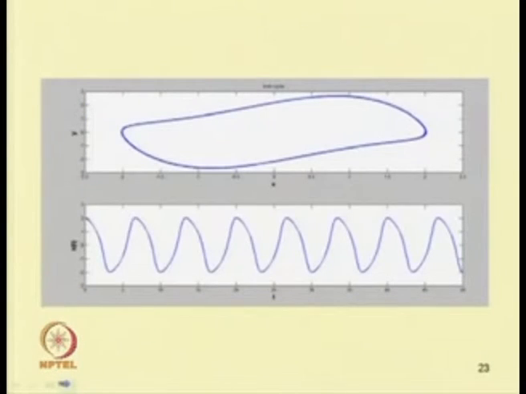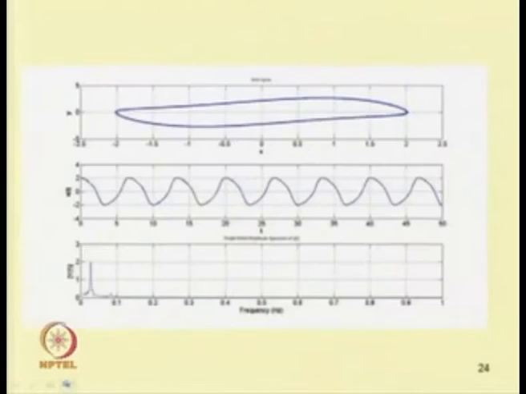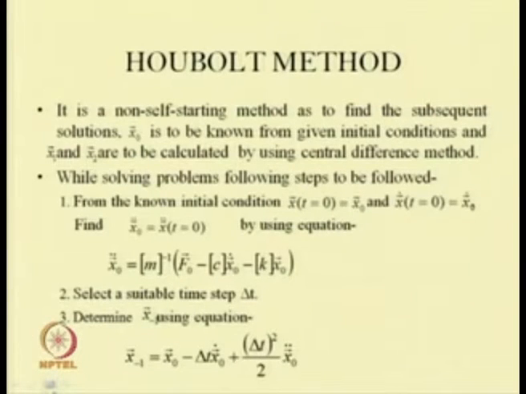One can observe this from this phase portrait. The phase portrait y versus x is plotted here. So, this is the time response for this curve. By using this Runge-Kutta method, one can find the response in this way. So, let us see the other method, that is the Houbolt method.